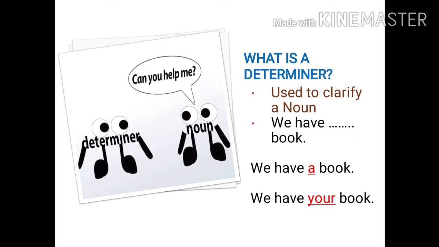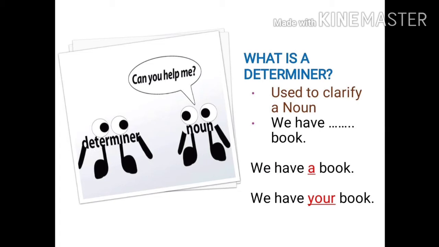We have book. When I say we have book, the noun book is not clarified properly and the sentence looks awkward. But when I say we have a book, I am using the determiner a to clarify that I have only one book. A means one. Likewise, when I say we have your book, the noun book is clarified again and I say that the book belongs to you. So children, you can understand that determiners modify a noun.